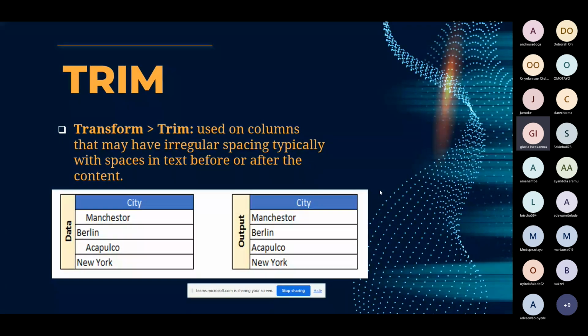Now, part of the cleaning that we talk about, we have something that we call trim. If you look at the little picture that we have, you will see these data sets: Manchester, Berlin, Acapulco, New York, but you will see that it's not properly arrayed. So when you click the trim icon, what it's actually used for is to remove irregular spaces, typically within text. You could see this is the data, but when we do the trim, it will all align this way.